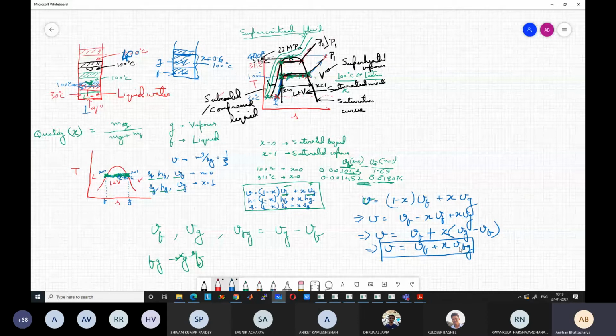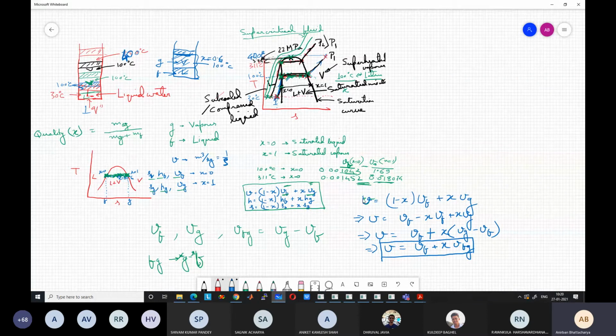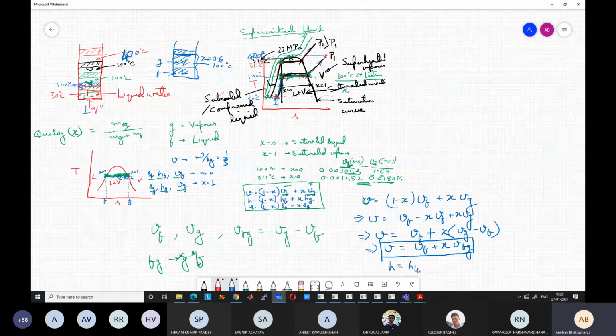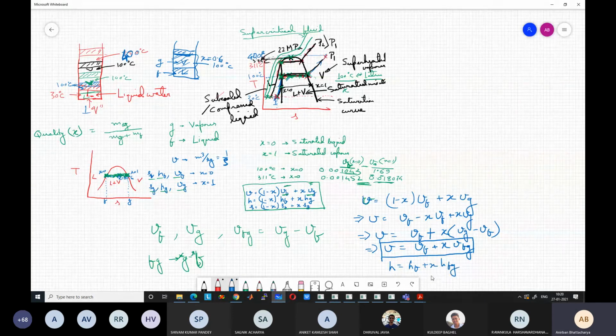Why is this written? Because in typical engineering you have to do these calculations a lot of times, so it actually saves one step in calculation. Instead of finding 1 minus x, directly we can find Vf and Vfg and multiply only one of those by x and find the specific volume. Similarly, all the other properties can be written as h is equal to hf plus x hfg. Again, hfg is nothing but hg minus hf. And s is equal to sf plus x into sfg.